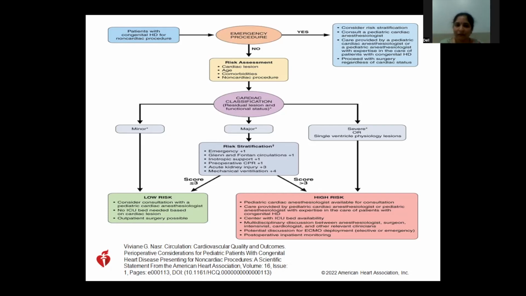They have stratified these lesions into minor, major, and severe. And for major, they have given risk stratification with a scoring system, depending on the patient's status. So a low risk score is less than 3, and if the score is more than 3, they come under the high risk category.